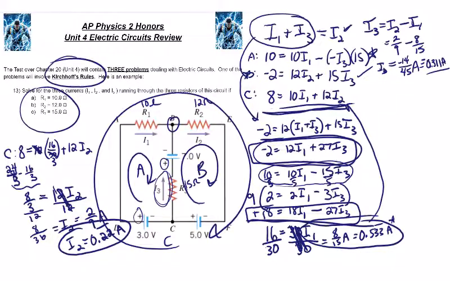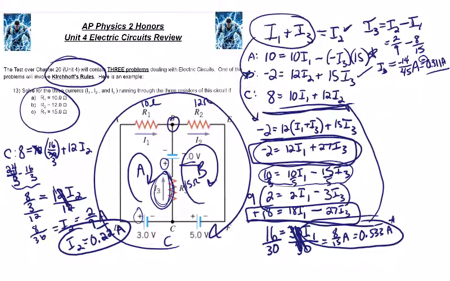Now, why is it negative? That just tells me that this is picked the wrong direction, which I probably would have guessed anyway. This 7 volts really should have driven it down. I should have had I1 going in and I3 and I2 coming out. This is just what they picked for us, so we didn't really have much choice in this. And that is how we solve our Kirchhoff's rule problem.